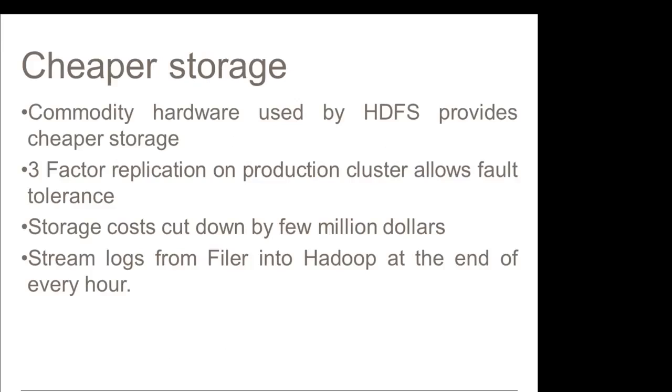So right now, with Hadoop, what we did first is we started using the HDFS. We started dumping all the log files through a batch that was triggered at the end of every hour when logging completed. We dumped everything into filers. There was three-factor replication, which gave us the fault tolerance that we needed. And since it is commodity storage, we were able to save a few million dollars on that.